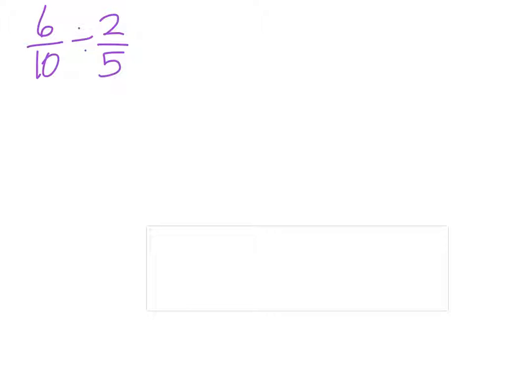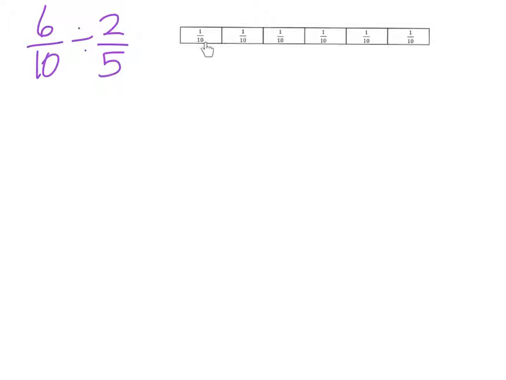The first problem we're going to work with is 6/10 divided by 2/5. So I'm going to represent that 6/10 with a model. So here we have 6/10. Each one is labeled 1/10. And now I'm going to divide by 2/5. So my question is, how many 2/5 are there in 6/10?